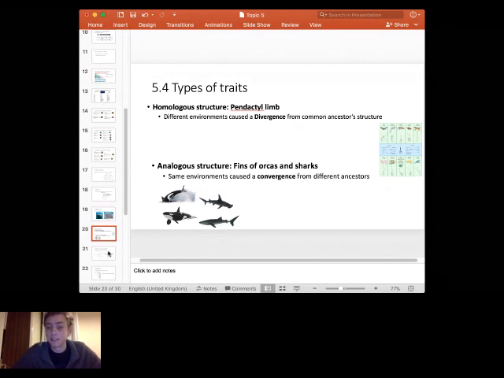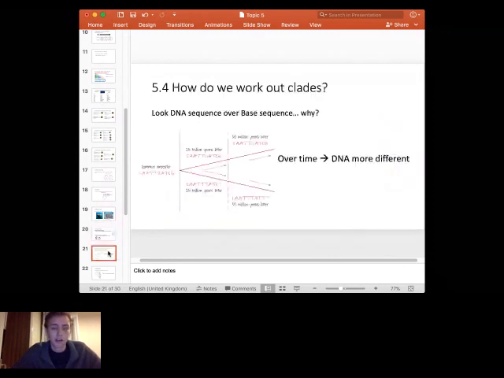So hopefully that makes sense. All right. If we just go back to clades for a second, how do we actually work out which species came from which ancestors? Because we can't roll back time and see at which point in time a prokaryote or a specific bacteria developed into two different bacteria. We can't just roll back time.